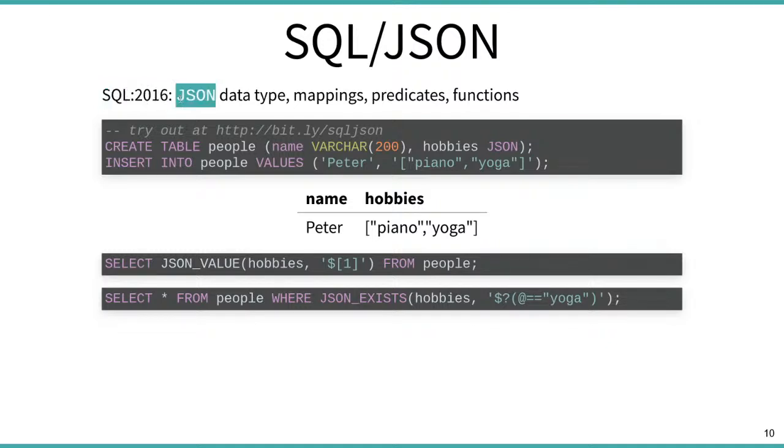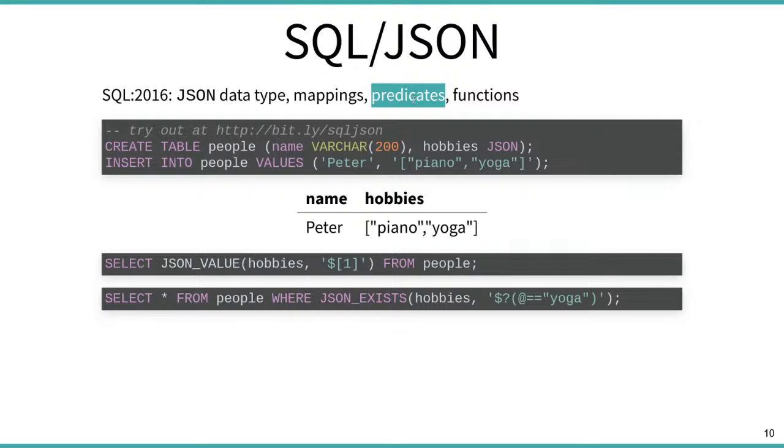Part of the standard is a JSON data type. So what we saw in the create table, we can say this column is of type JSON. We have mappings: how to map JSON data to column values or to values of the built-in data types, so how to access the JSON data that's stored in that column. And the other direction of mapping is how to build JSON, so how to convert a varchar or multiple varchars into a JSON array, for example.